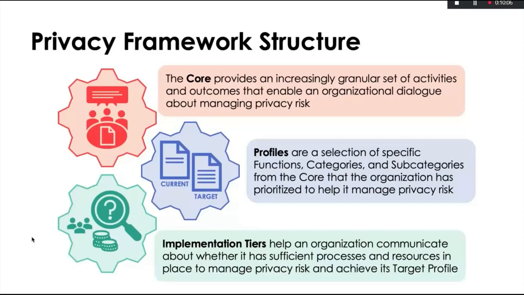Finally, implementation tiers are another communication device. They can help organizations discuss whether they have the resources, such as a workforce capable of managing privacy risk, for example, and the processes in place to meet their target profiles. We think this structure is useful not only for making it easier for organizations to use the privacy framework and the cybersecurity framework together, but it also supports the key attributes of the privacy framework, which are that it's risk and outcome based, it's flexible and scalable, and we designed it to facilitate communication between privacy professionals and non-professionals alike.